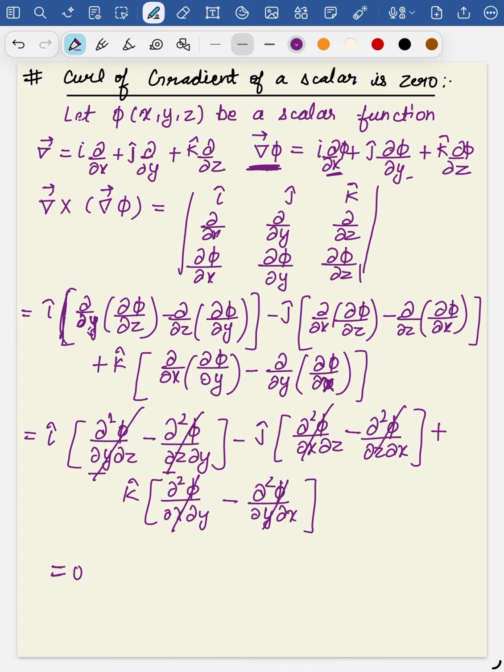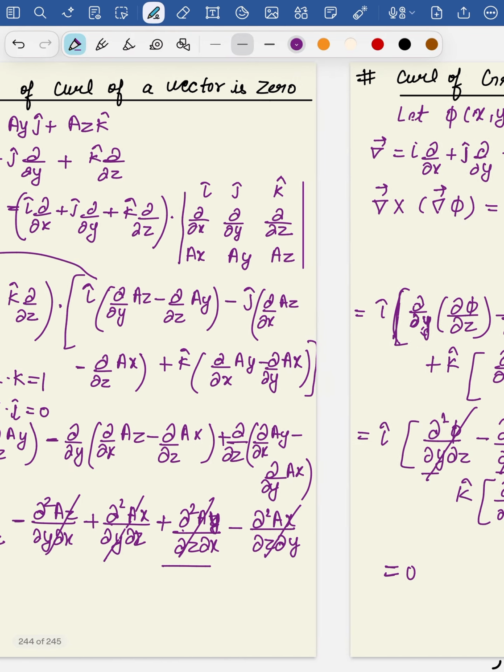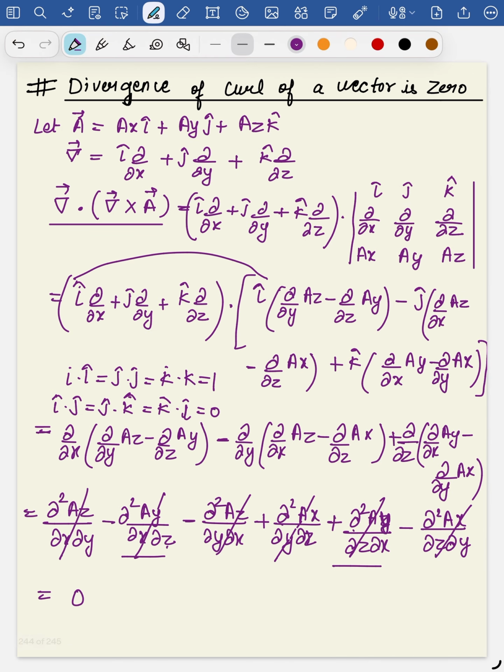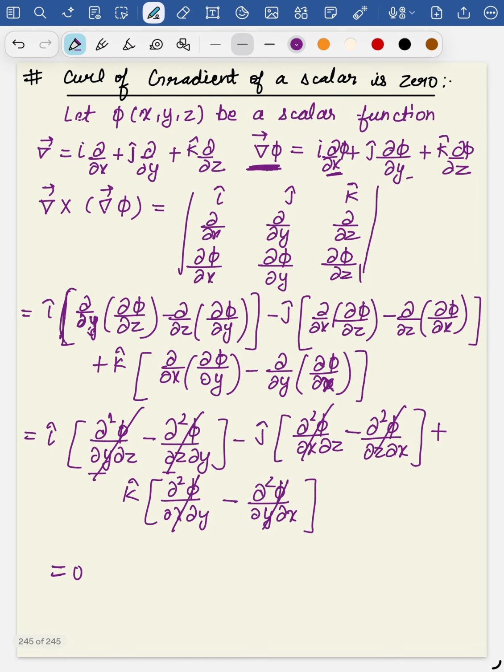So these two are very important properties with the combination of gradient, divergence and curl. The first is divergence of curl of a vector is 0, and curl of a gradient of a scalar is 0.